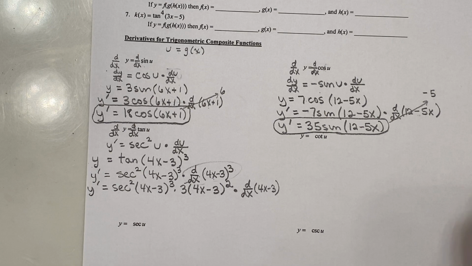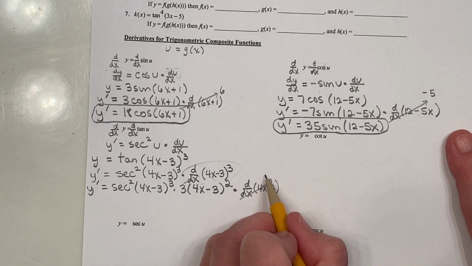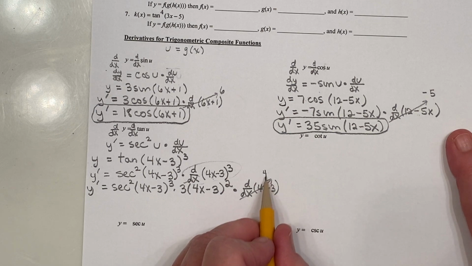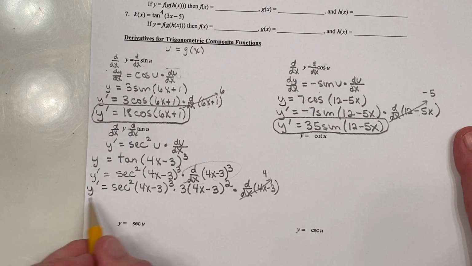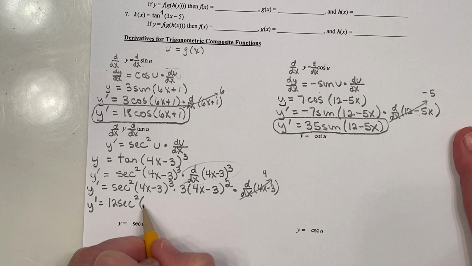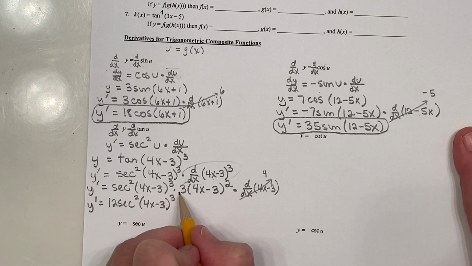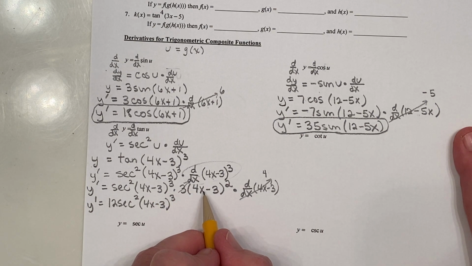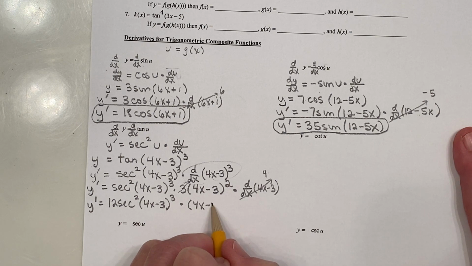Now here on this line is where I'll go, oh, this is an easy derivative. That derivative is 4, and I'll manage that 4 by coming up and grabbing it with a 3 and getting 12, and then bringing the 12 all the way up to the front. So I have 12 secant squared, quantity 4x minus 3 cubed. I took care of the 3 already. And then what I have is times 4x minus 3 squared.